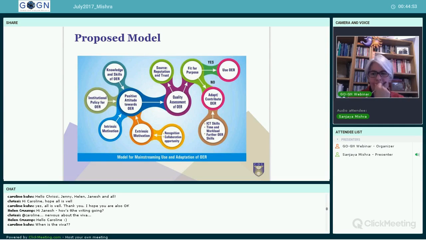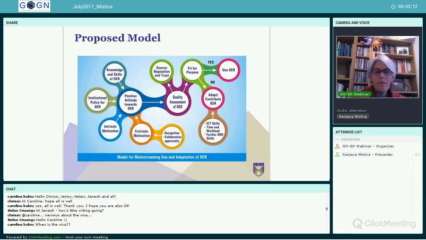but there is also a need to be backed up by institutional policy. They are already intrinsically motivated. We need to provide an extrinsic motivation, recognition, and collaboration opportunities. And we need to back up with knowledge and skills of OER.